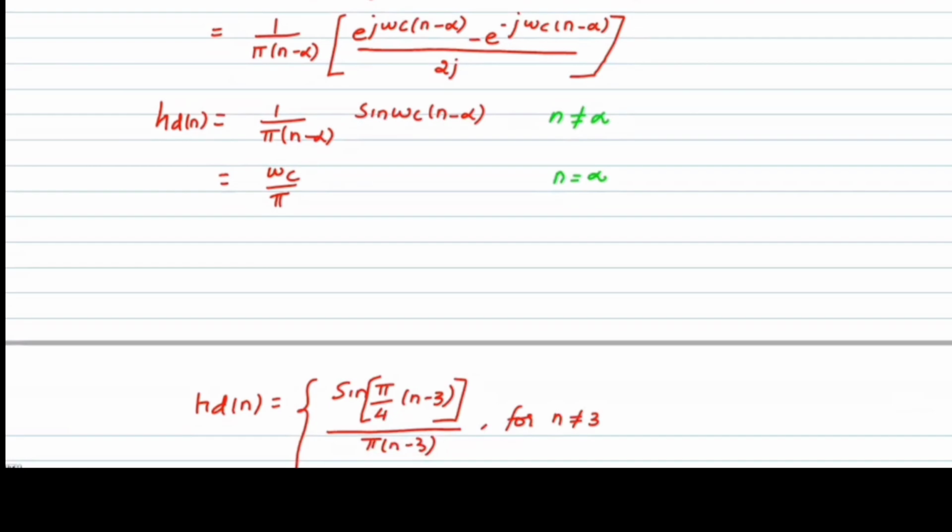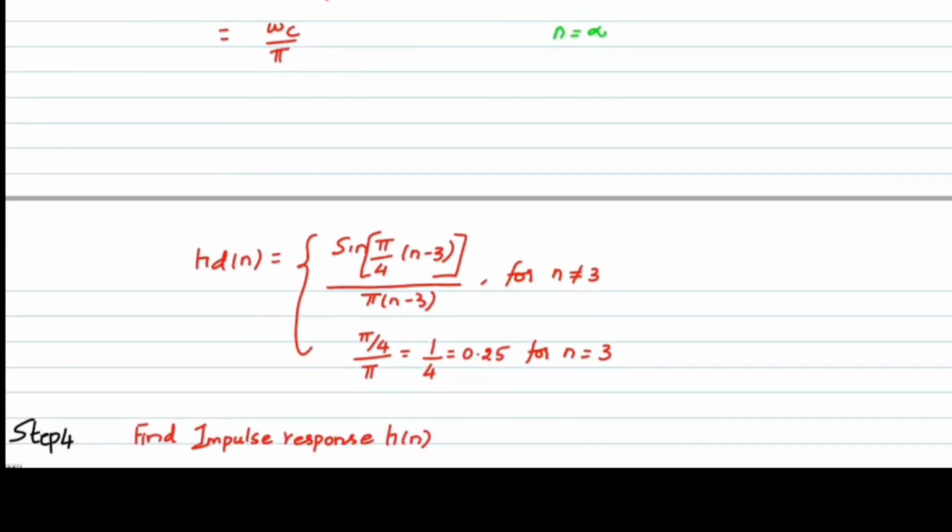For n not equal to alpha, you will get the same equation. So the pi omega c value is equal to pi by 4. So if you substitute pi by 4 for n is equal to 3, HT of n is equal to 0.25, right?